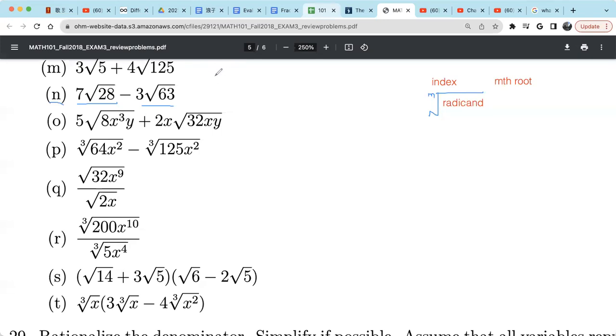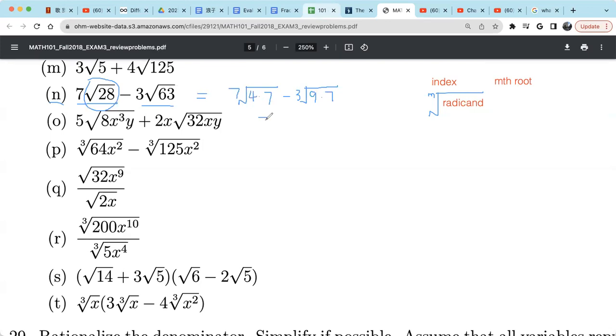So how do we simplify square root of 28? 28 is 4 times 7, right? So we know square root of 4. So let me just write here. So that equals 7 times 4 times radical of 4 times 7 minus 3. Same thing, 63 can be factored as 9 times 7.